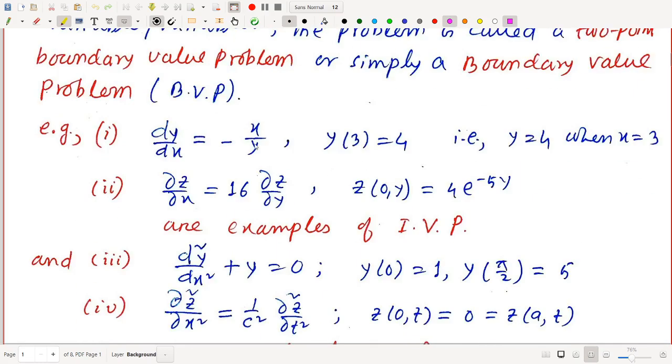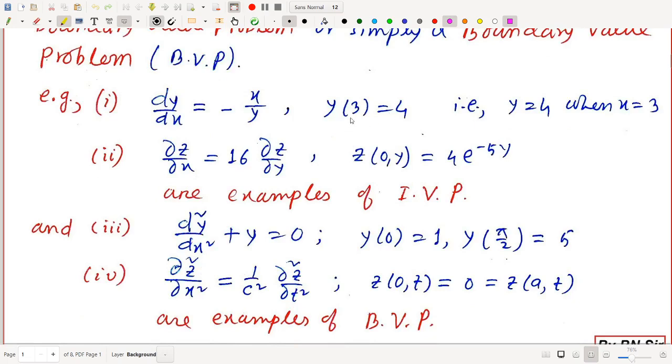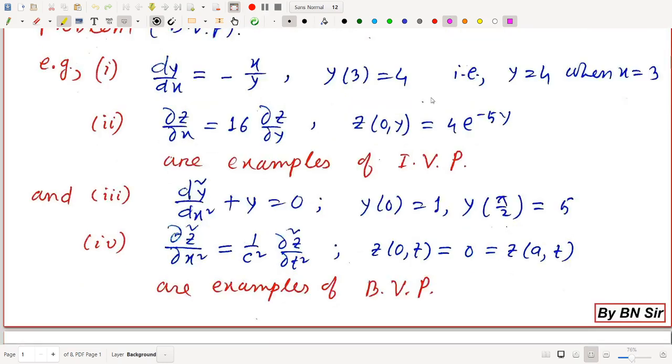For example, dy by dx equal to minus x by y with the condition y(3) equal to 4. That is y equal to 4 when x equal to 3. The solution takes the value 4 when independent variable x takes the value 3. So this is a differential equation with one condition at one point. So it is an initial value problem. Ordinary differential equation it is.